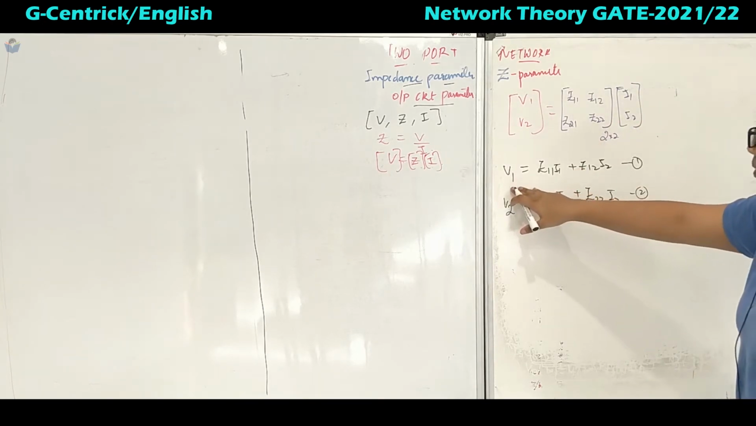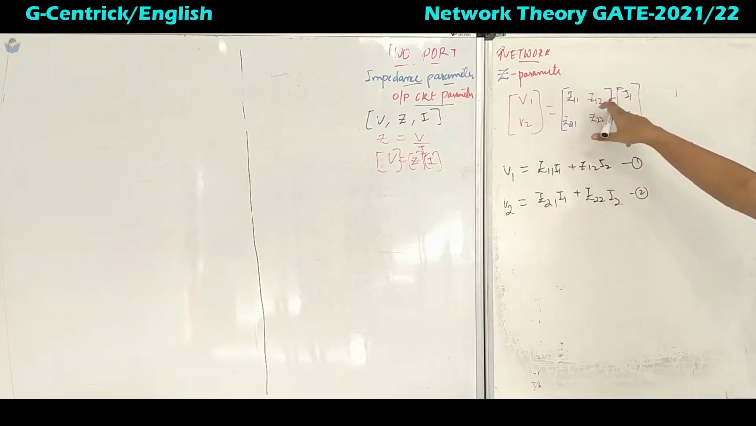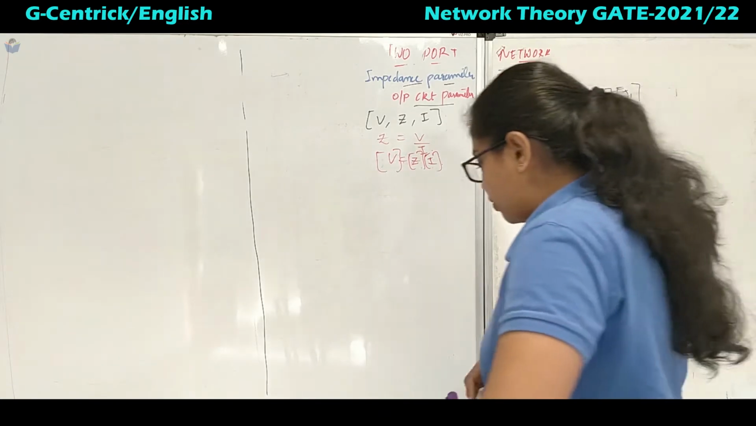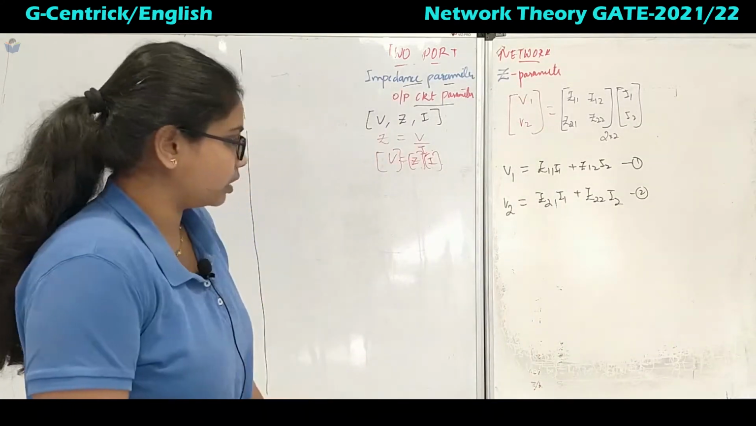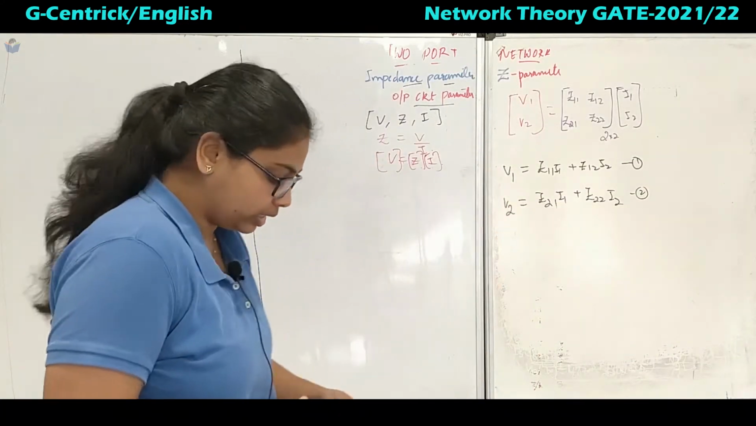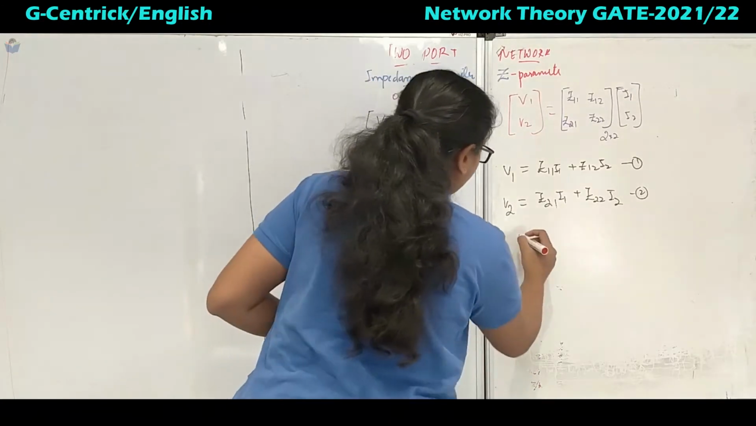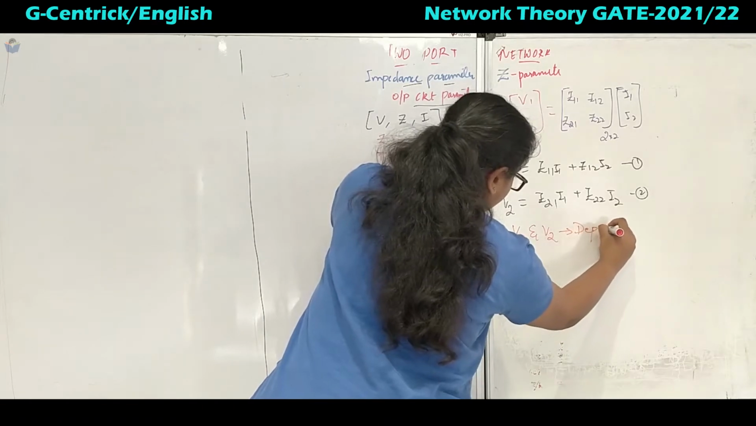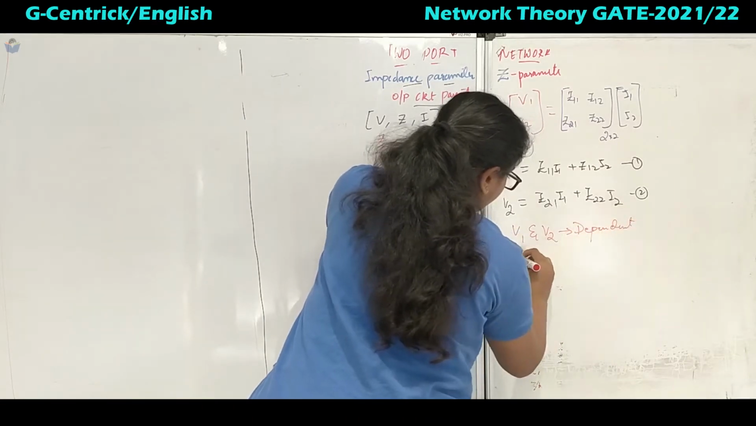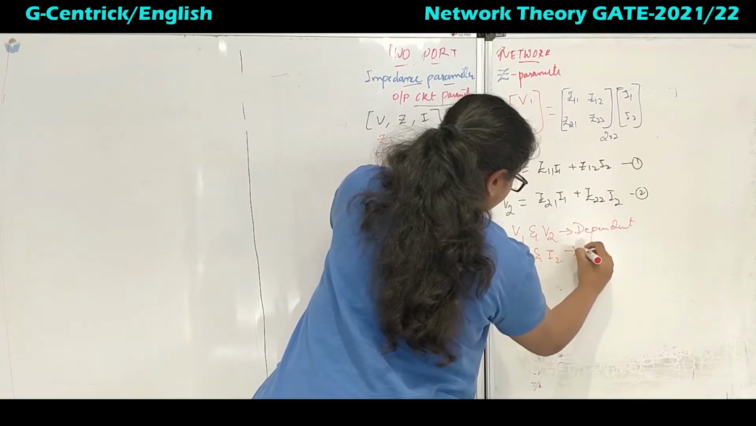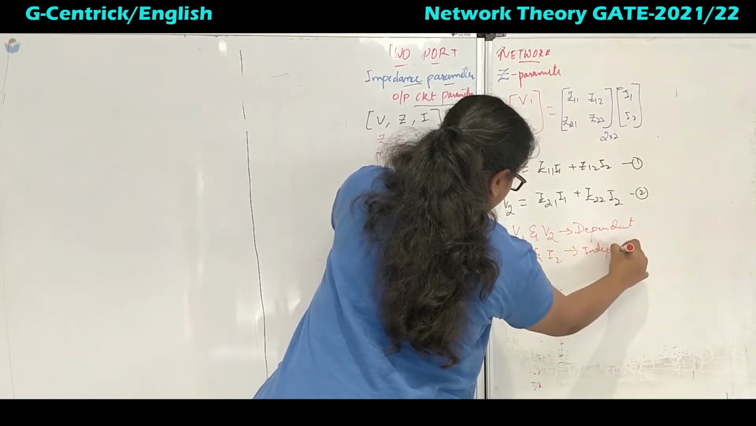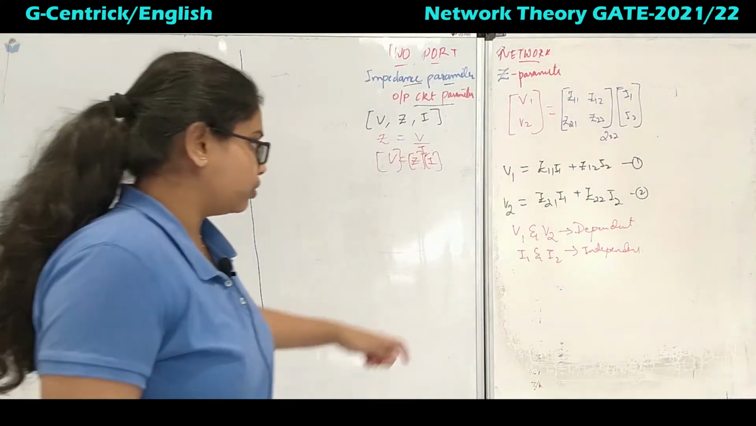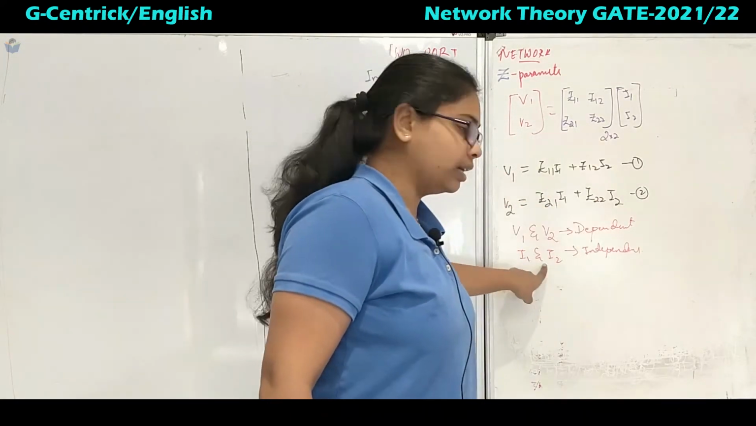I have multiplied this and written it in two equations. After this, we will analyze that there are two dependent and two independent quantities. Which are the two dependent? V1 and V2 are called dependent. I1 and I2 are independent quantities. When you vary I1 and I2, then only V1 and V2 will vary. That is why voltage is dependent on current.